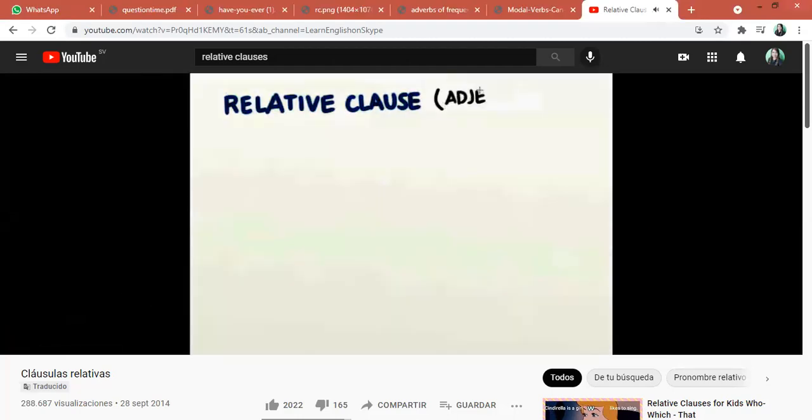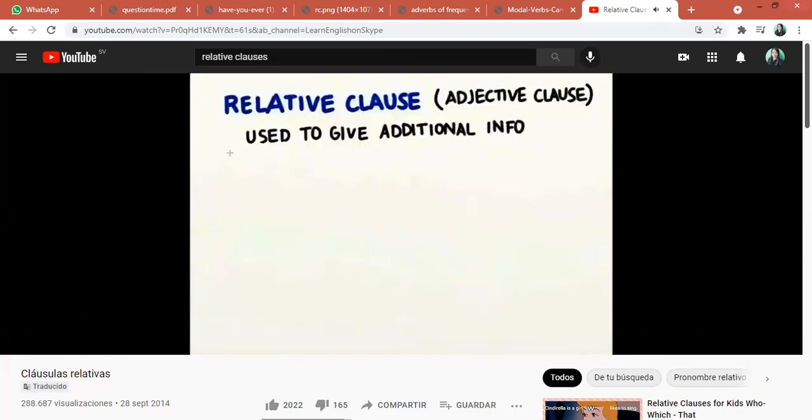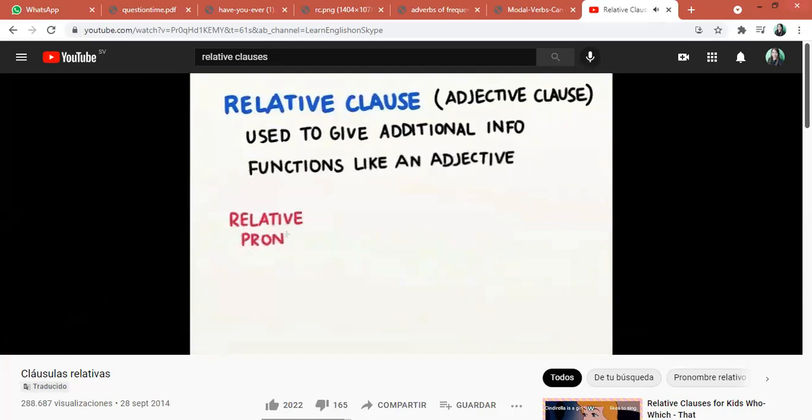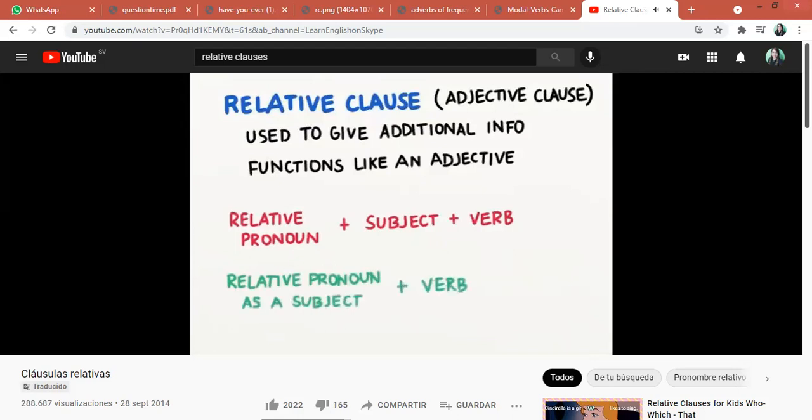Clauses can also be called adjectives. Let's talk about relative clauses. Relative clauses can also be called adjective clauses. Relative clauses are used to give additional information. They function like an adjective. The formula is relative pronoun plus subject plus verb, or relative pronoun as a subject plus the verb.